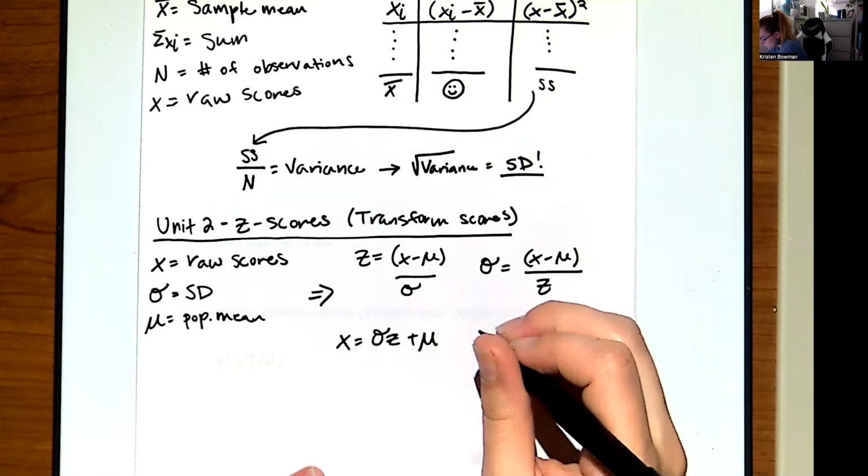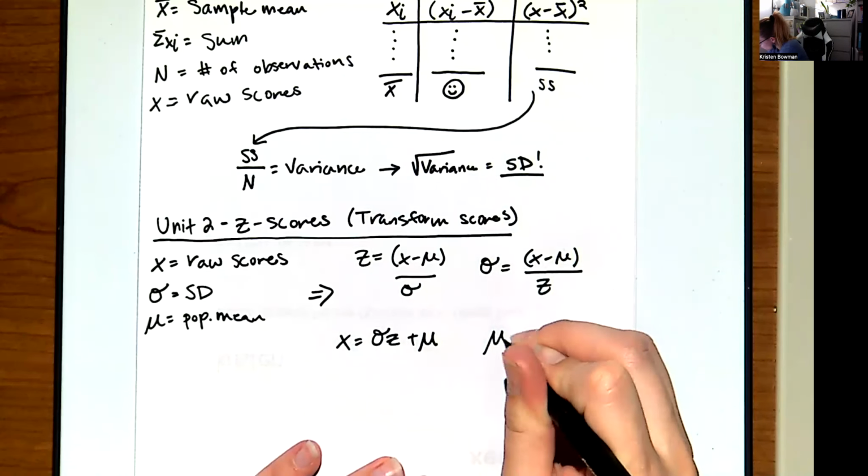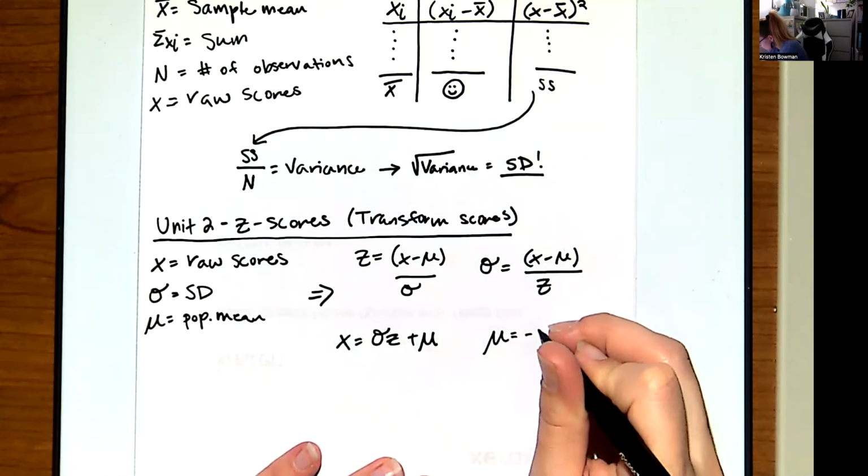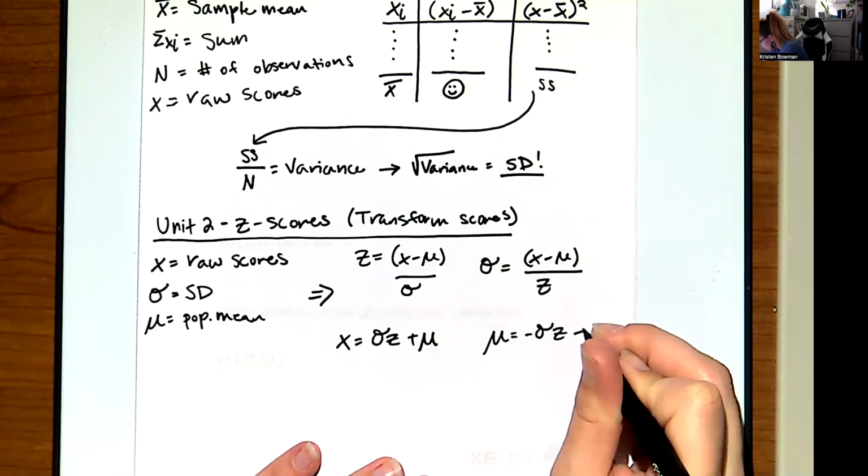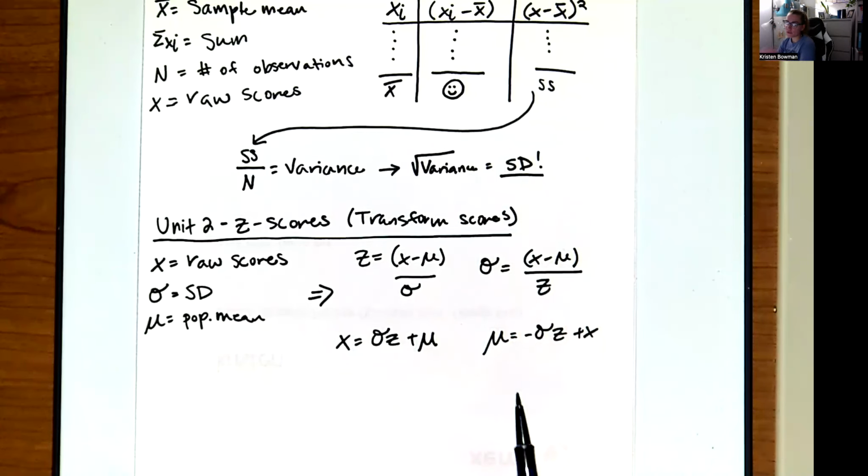And then finally, let's say that we're looking for mu. Well, that would actually be negative sigma times z plus x. Now this one you could write a couple of different ways. So if you have it written a little different, don't stress, it should work itself out. The main part is that you have that negative in there.